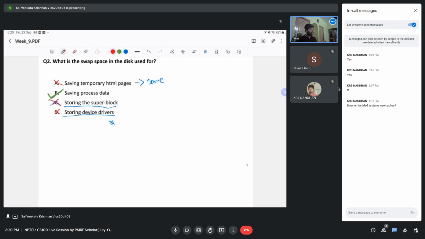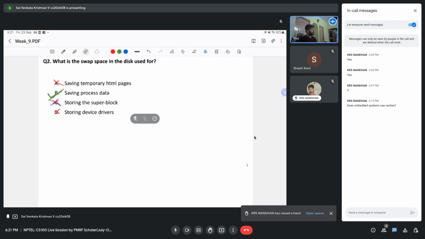The main thing of swap space in the disk is the process data as live memory. Whenever the main memory does not have enough space to handle all the active processes, then it uses the swap space, and that's the main utilization of this swap space in the disk. So, any doubts in this question? Right. Yes, Nandan.